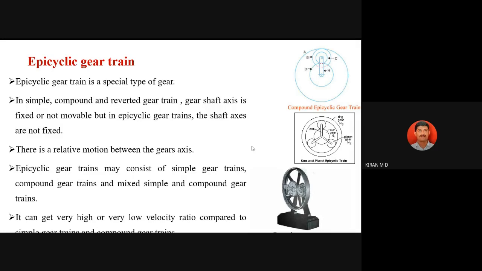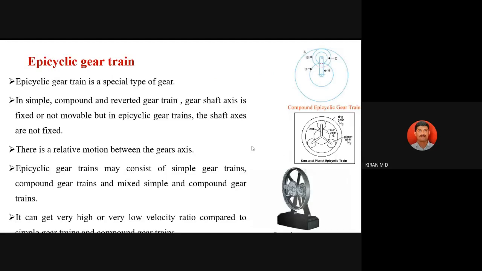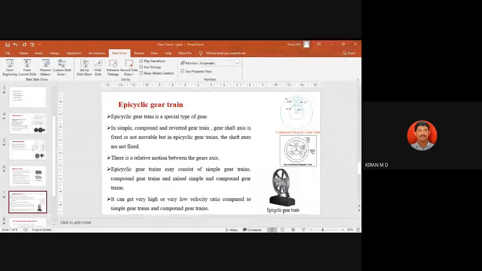It can give a very high or very low velocity ratio compared to simple and compound gear trains. You can achieve a very high velocity ratio or a very low velocity ratio. This is about the epicyclic gear train. If you want, I will show some video also.